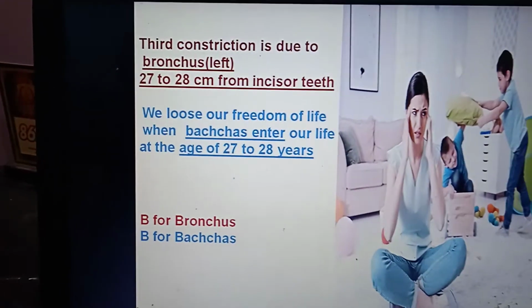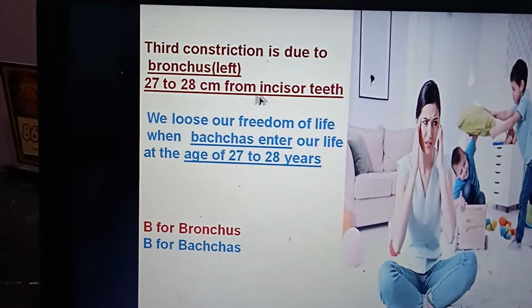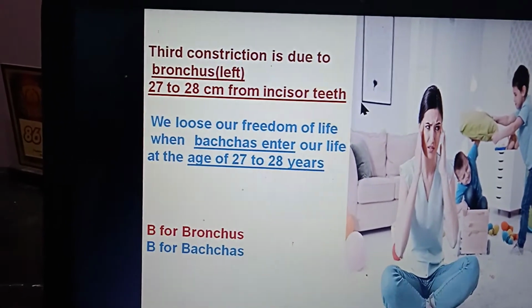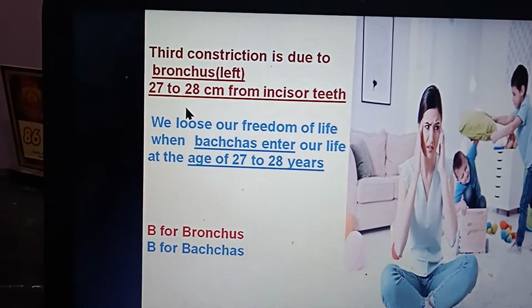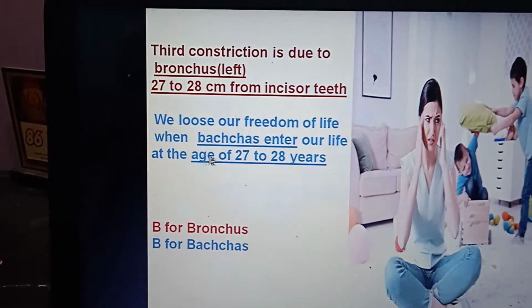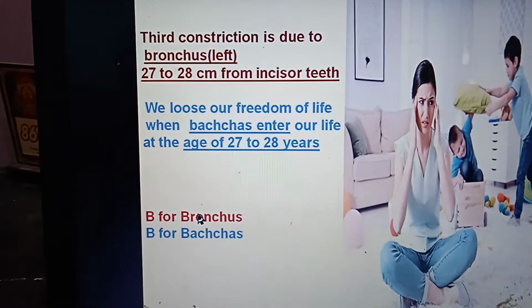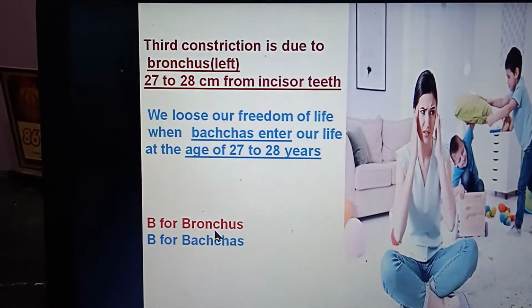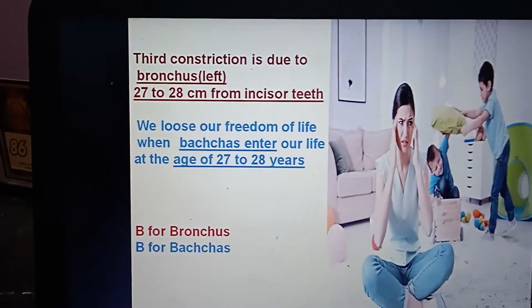Third one, 27 to 28 centimeter from the incisor teeth, when it is constricted by bronchus. Same as bachas enter our life at the age of 27 to 28 years. So B for bronchus and B for bachas. Look at her, she is very much annoyed.